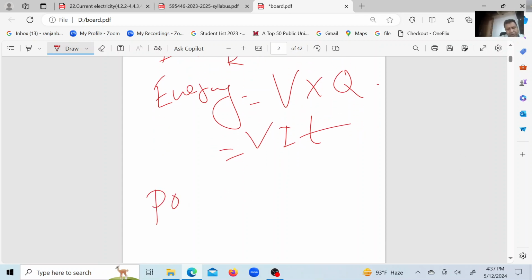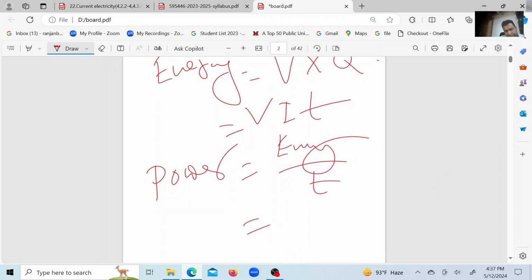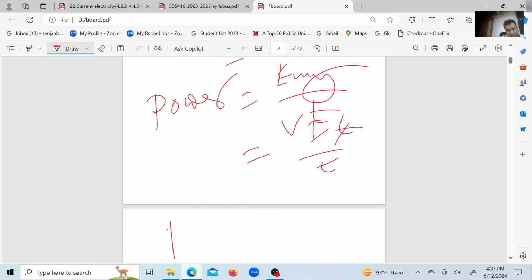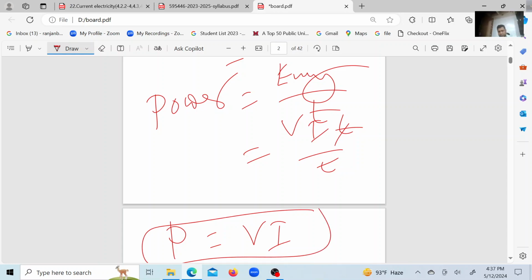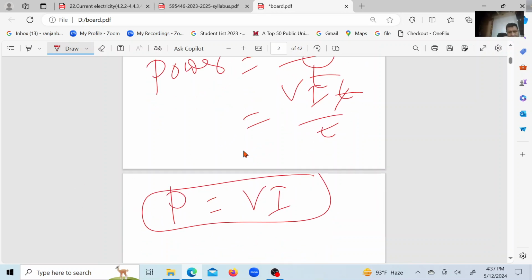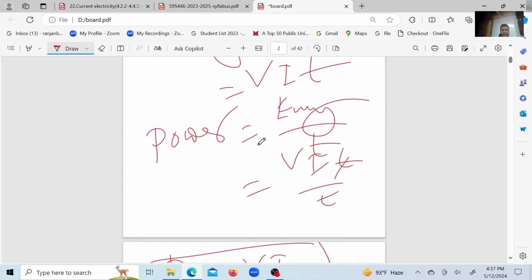Now come to the power. Power is what? Energy by time. So time cancels out, and power P equals VI. Power P equals VI. So these are the main formulas.